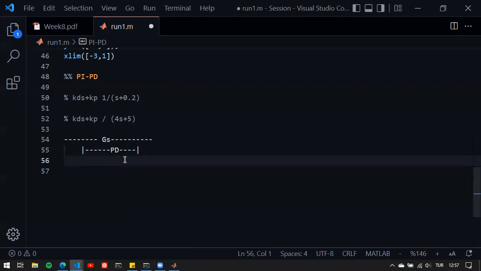Let's see. If you have this system and the controller like this, what is the closed loop transfer function? What will it look like? What is the expression for the closed loop?